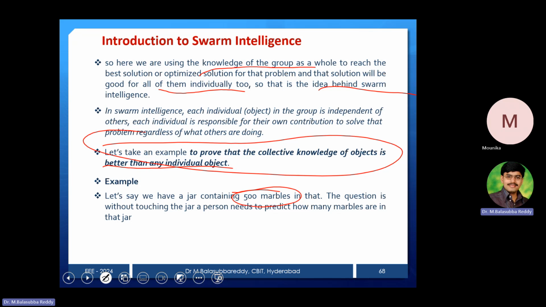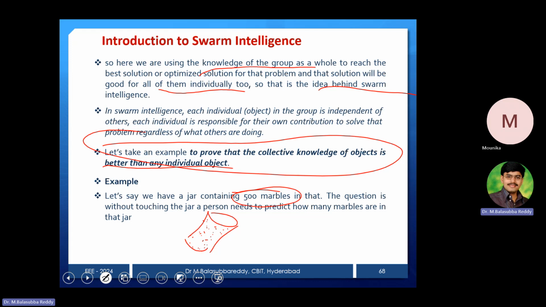The question is, without touching the jar, a person needs to predict how many marbles are in the jar. If I ask one person how many marbles are inside, he may give some answer, randomly. It may be 200 or 400 or 250 or 150 or anything. Can you expect that answer to be correct? It is not at all possible to predict the exact answer. But now, what we can do is ask a larger number of people.